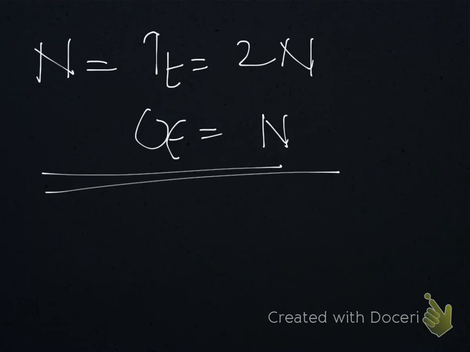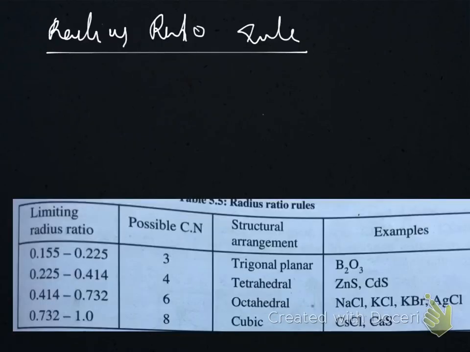This is the way in which tetrahedral and octahedral voids can be located. In an ionic crystal, we have 2 kinds of constituent particles. They are cations and anions. Cations are positively charged and anions are negatively charged.